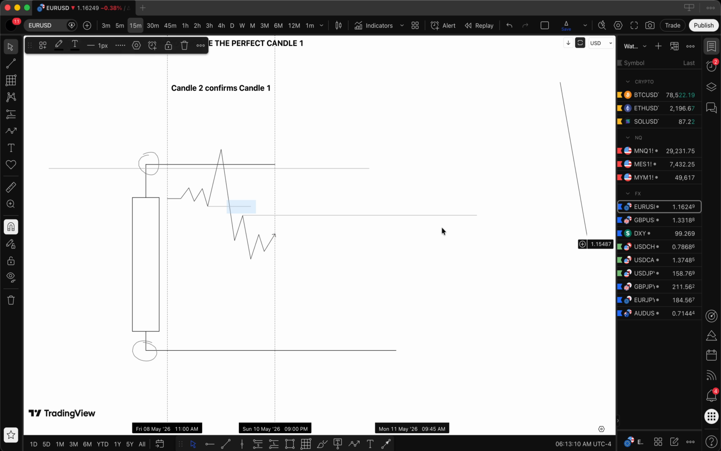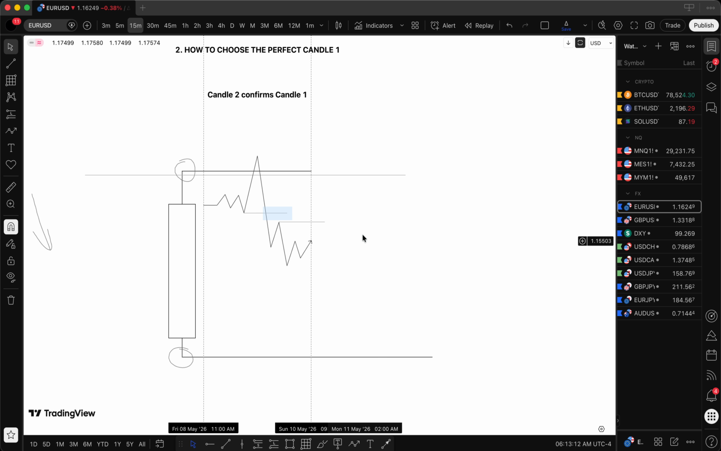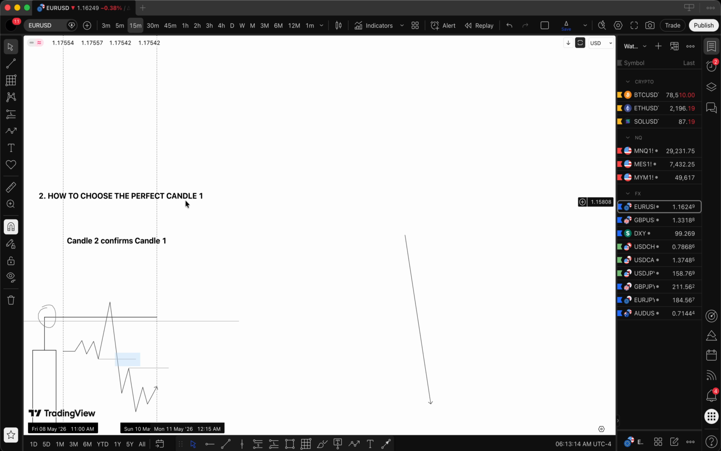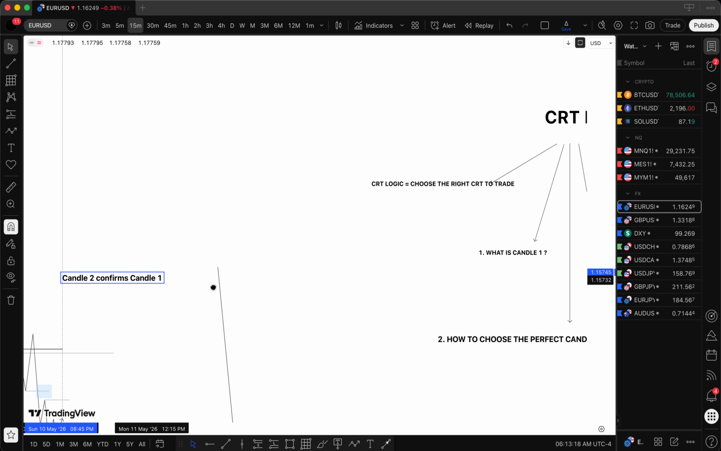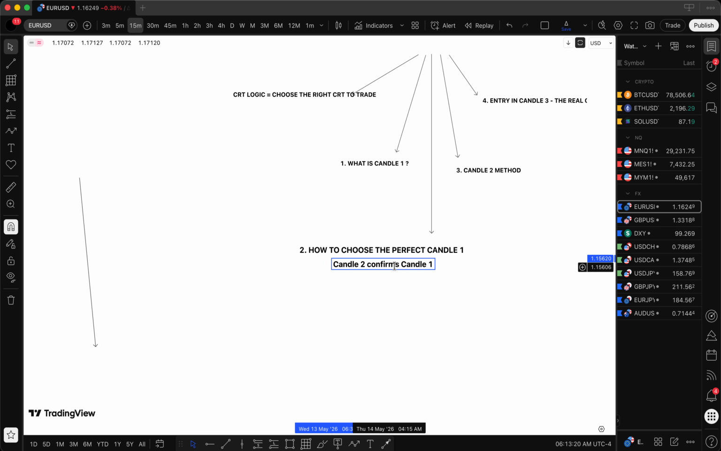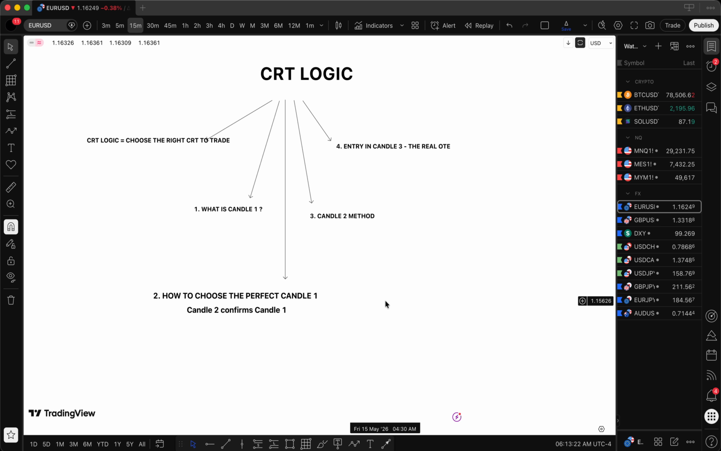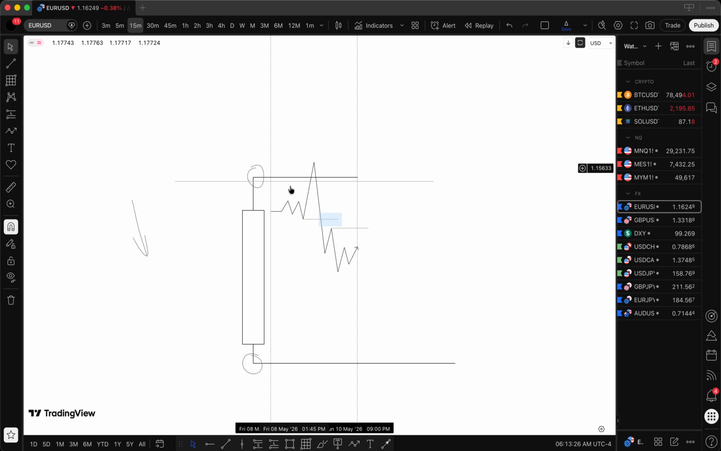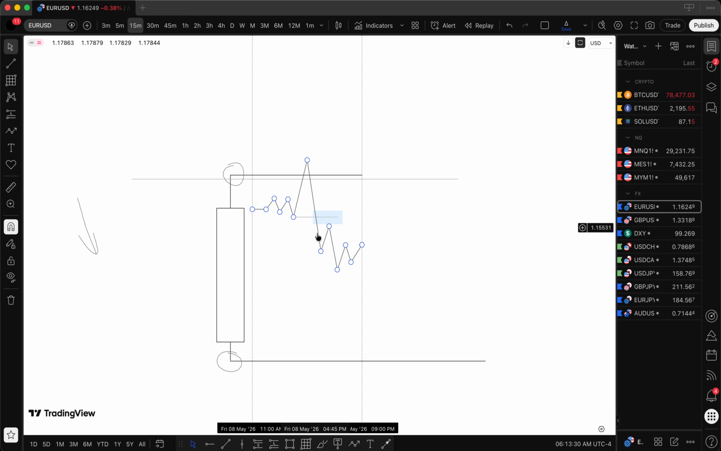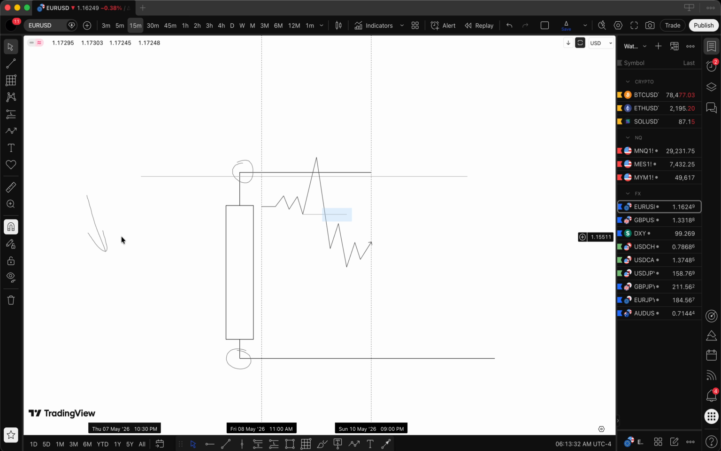This is the correct way, and I don't care what everyone says. Go and see it, even I will show you. Now going on to the next topic. Next topic, candle 2 method. What is the candle 2 method? The candle 2 method is very simple. Whenever you see this happening, the candle 2 method is how to enter in candle 2, right?